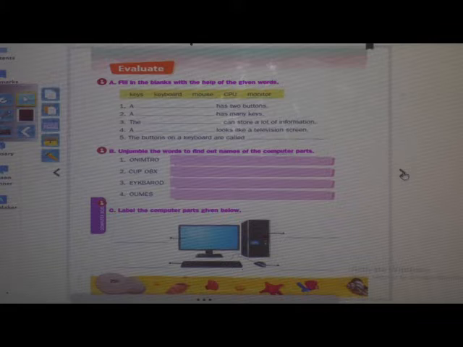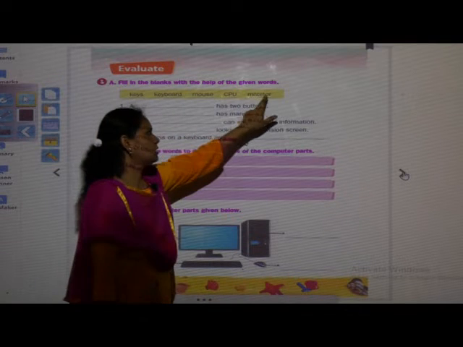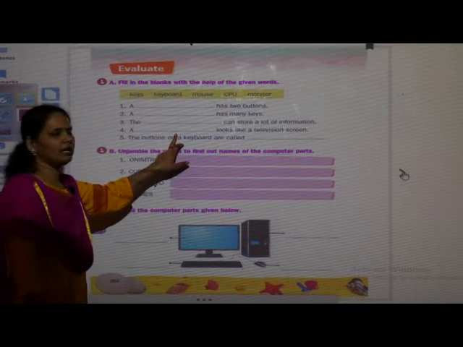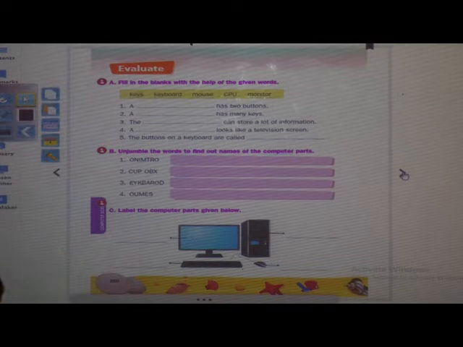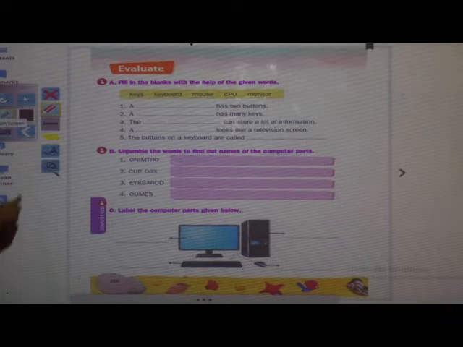Fill in the blanks with the help of the given words. So here there is a fill in the blanks. With the help of given words, you have to write the answer. Here you can see a helping box. With the help of these words, you have to fill it here and make a complete sentence. Okay, the first one is: a dash has 2 buttons. So which part of the computer has 2 buttons? Keys? No. Mouse? Yes, a mouse has 2 buttons and 1 wheel.